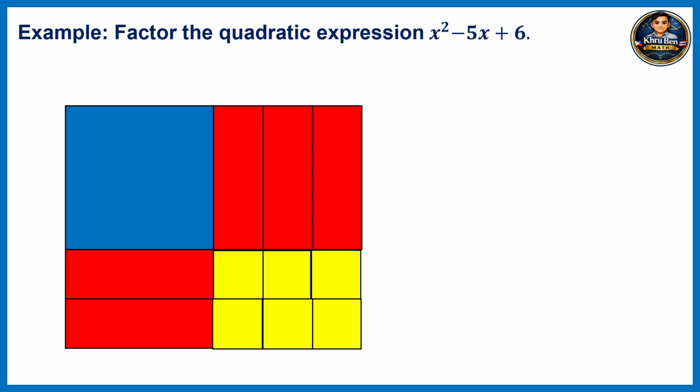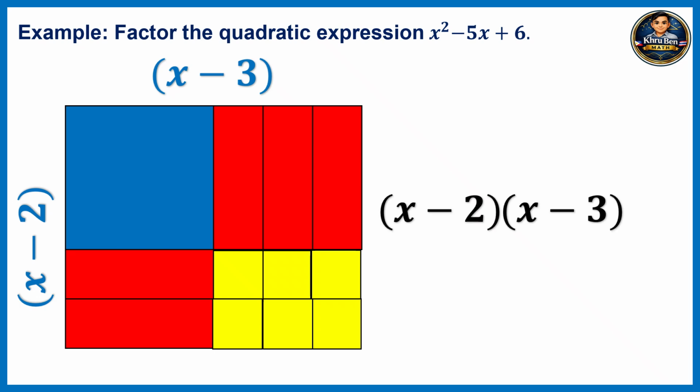Now, let's identify the dimensions of our rectangle. On the top side, we have x and 3 negative units. Therefore, the length is x minus 3. On the left side, we have x and 2 negative units. Therefore, the width is x minus 2. The dimensions of the rectangle are x minus 2 and x minus 3. Therefore, the factors are x minus 2 times x minus 3.